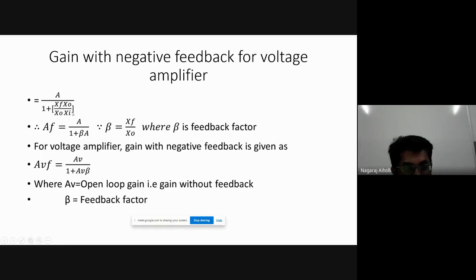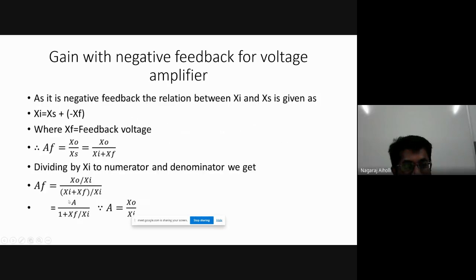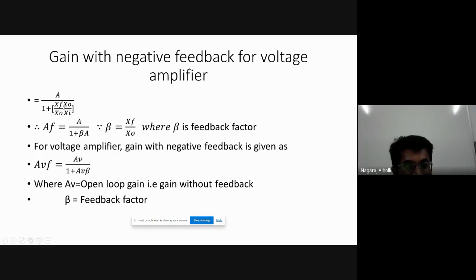xf by x naught into x naught by xi, x naught and x naught will cancel, is it not? And it will remain A divided by 1 plus xf by xi. What is our main equation? A divided by 1 plus xf by xi. It is the same. It is not affected, correct? I am writing it as xf by x naught into x naught by xi. X naught and x naught will cancel. It will remain as A divided by 1 plus xf by xi.